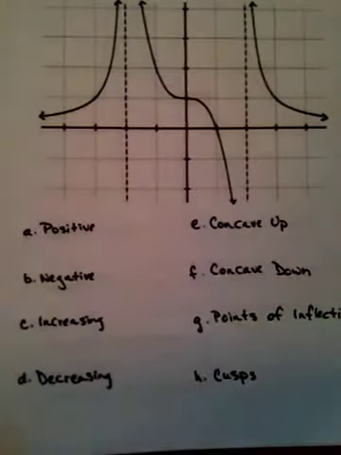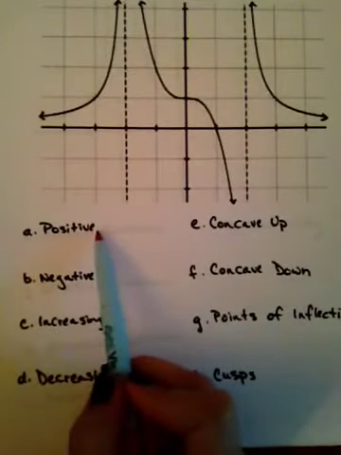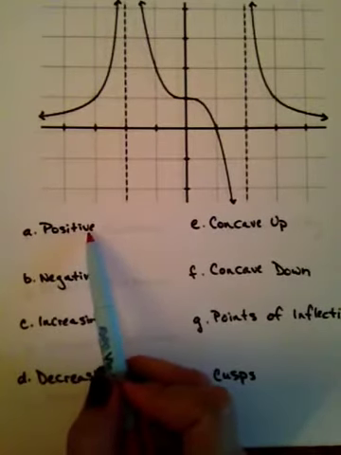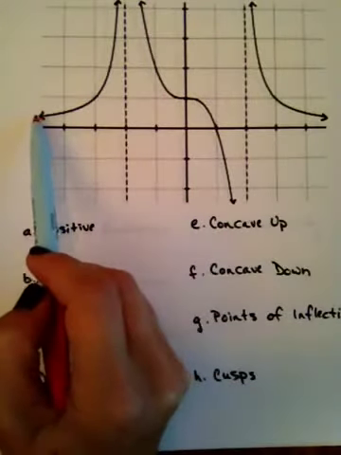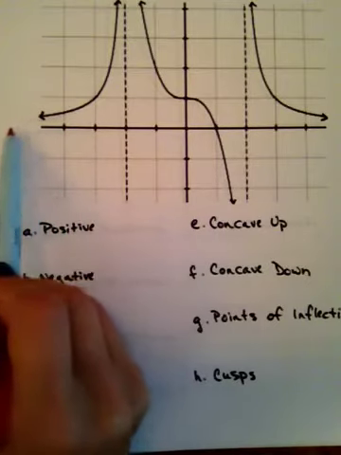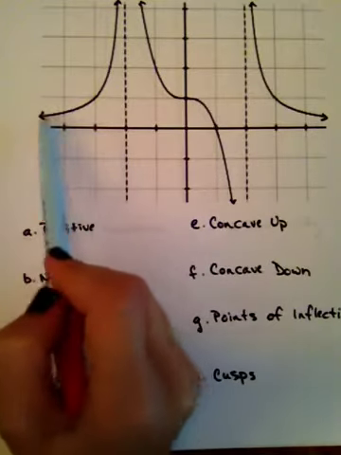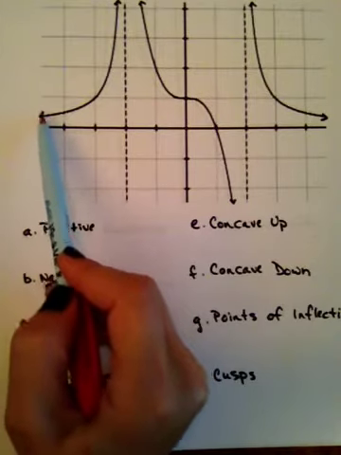We're looking at the same attributes for this graph. So the first attribute we're looking at is when is this graph positive? Positive is above the x-axis. So we read the graphs from left to right. The graph is positive over here, and it looks like it's coming down, but it also looks like there's an asymptote at x equals 0, so it'll never actually touch it. So it will stay above and it'll stay positive.